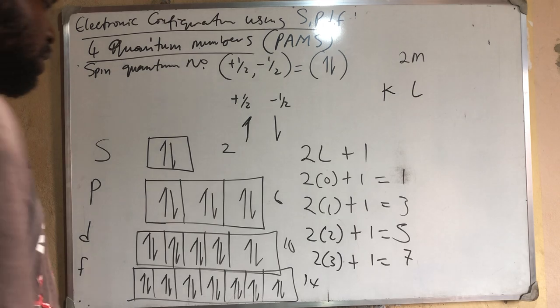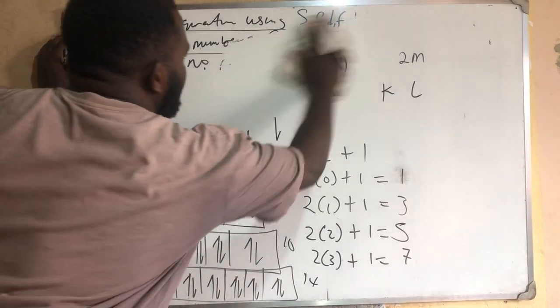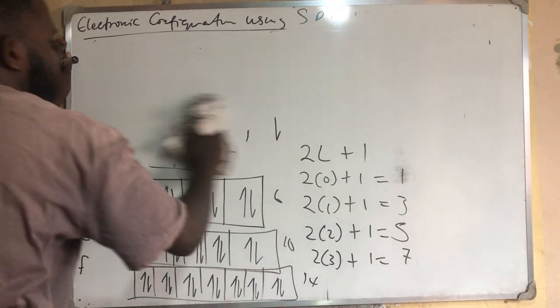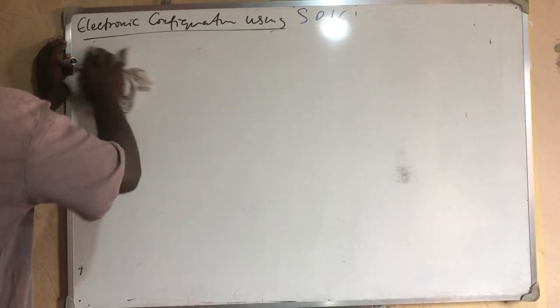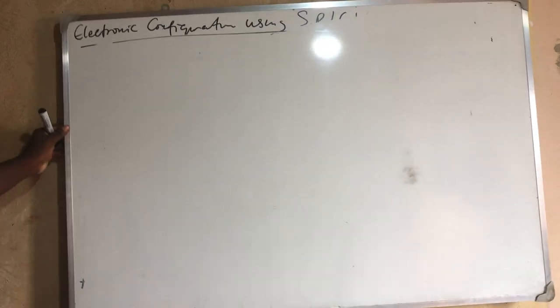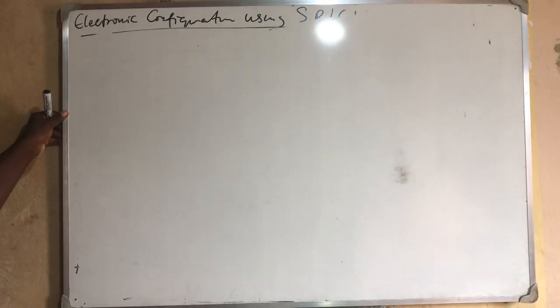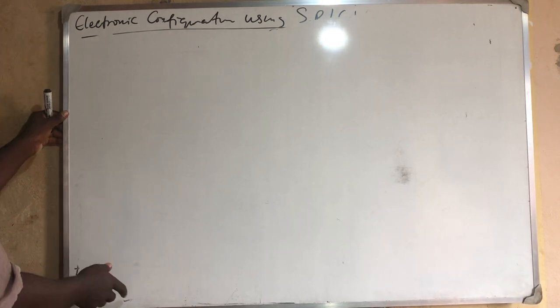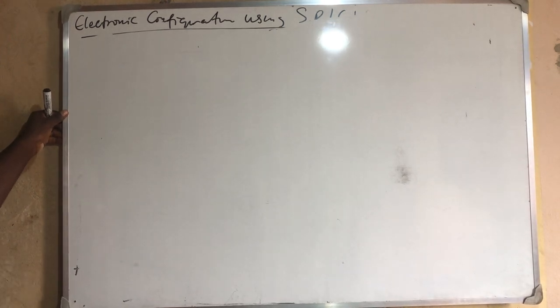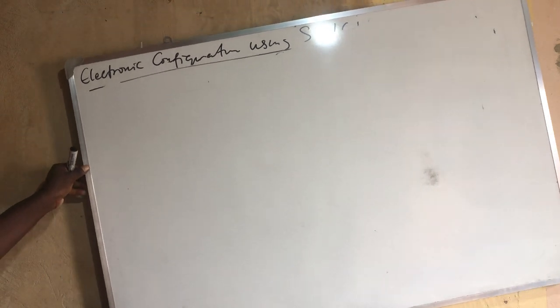Then another thing you need to recall is that in feeding electrons, you feed the one in the lower energy level before the one in the higher energy level. All right. So I think I'll do that in the next video as my board just fell off.